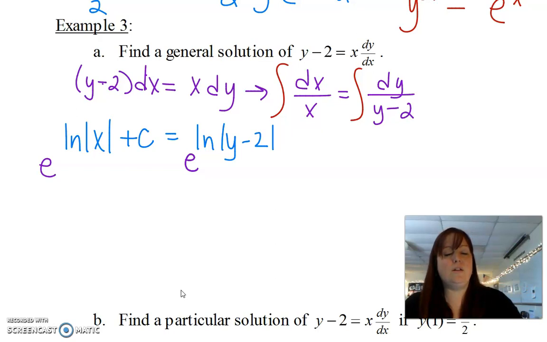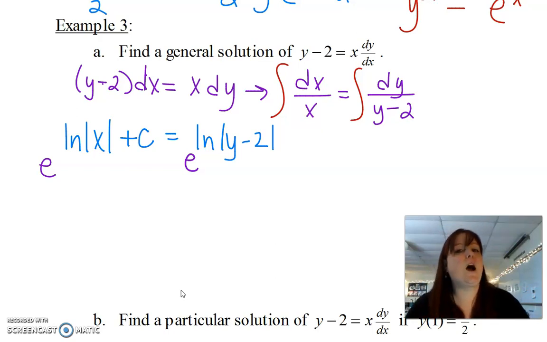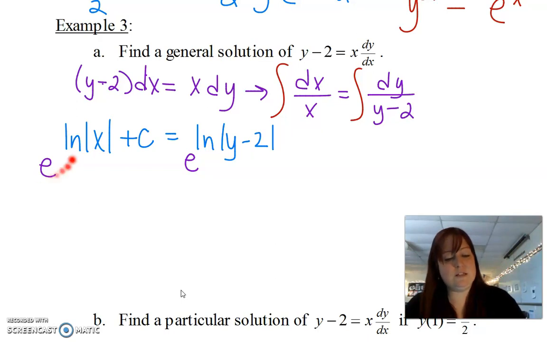Now, functions do not distribute. Okay, I'll say it again. Functions do not distribute. So this isn't e to the ln x plus e to the c. Remember, functions don't distribute like that. But we can use our exponent rules for that. In this case, since this whole thing is one term, the e undoes the ln, and all we end up with is absolute value of y minus 2 down here.